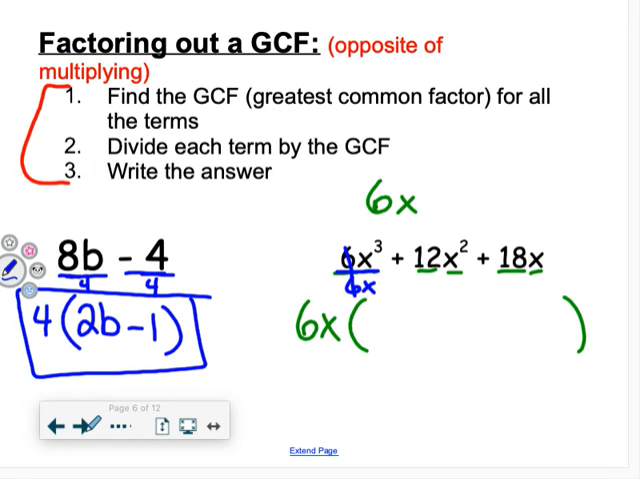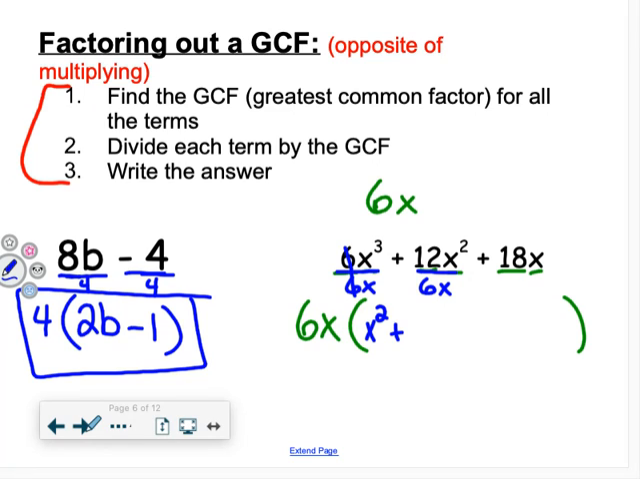We can use our math skills from last chapter. We know we take the top minus the bottom. If we take 3 minus 1, we get left with x squared. Okay, let's try it for our next term.